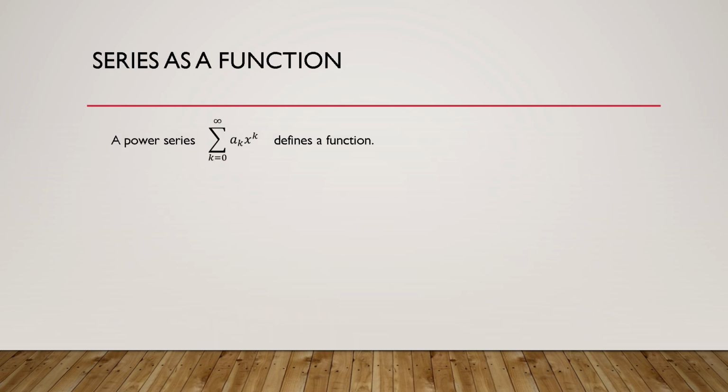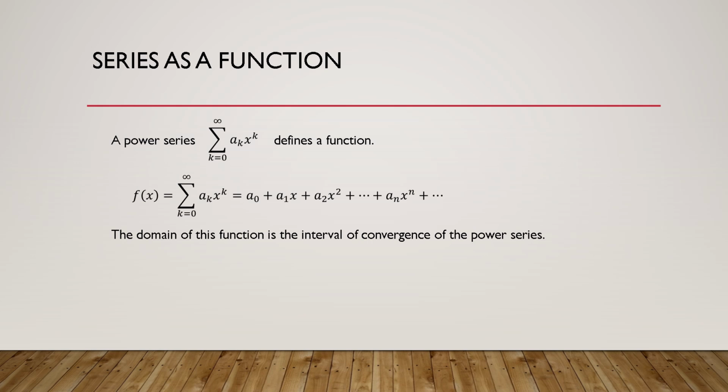The power series, the sum from k equals 0 to infinity of a sub k times x to the k, defines a function, f of x equals the sum from k equals 0 to infinity of a sub k times x to the k, which equals a sub 0 plus a sub 1 times x, plus a sub 2 times x squared, and so on, including a sub n times x to the n. The domain of this function is the interval of convergence of the power series.